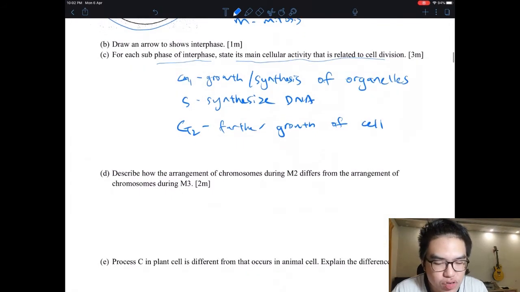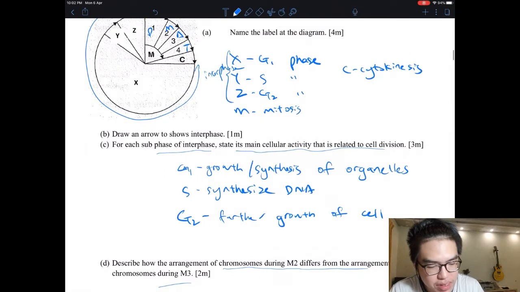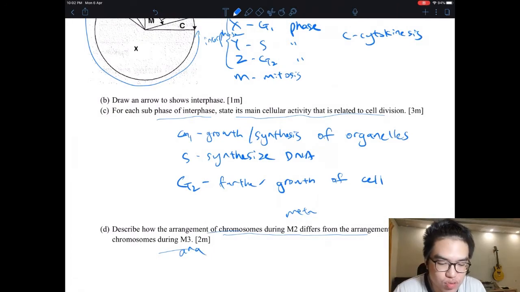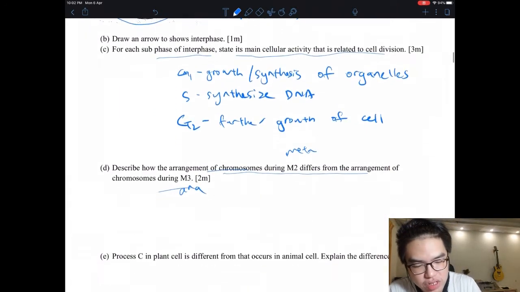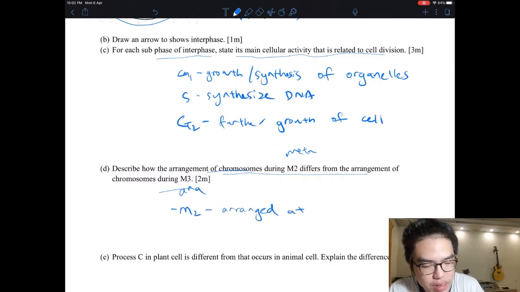D. Describe how the arrangement of chromosomes during M2 differs from the arrangement of chromosomes during M3. So M2 is metaphase, M3 is anaphase. Don't say metaphase, it says M2, so let's stick to M2. At M2, the chromosomes are arranged at the equator. At M3, they are separated, or you can say they move towards the opposite poles.